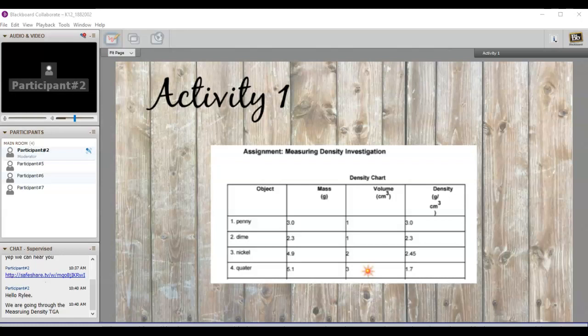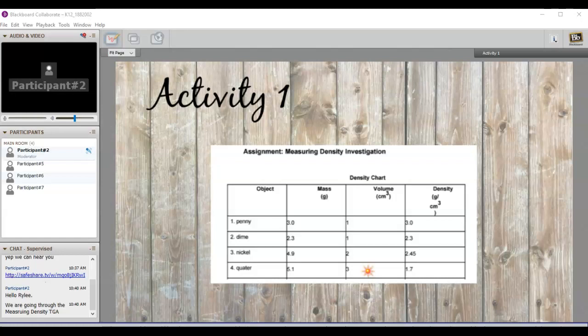So I think there's a space for 5 objects, right? And this one has 4 listed. So let me know if you guys are still with me. The 5th object would be one that you can add on your own and just calculate out and see for yourself if you're able to. If you only have the 4, that's fine too.